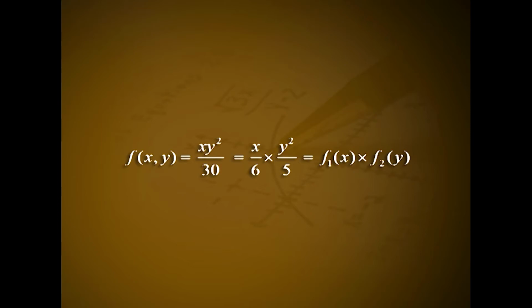Here f of x y equal to x y square by 30, that is equal to x by 6 into y square by 5, that is equal to f1 of x into f2 of y. Hence, x and y are independent.